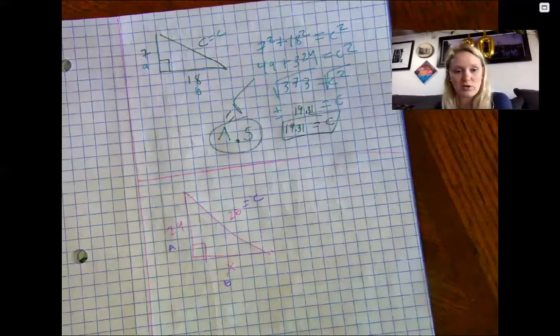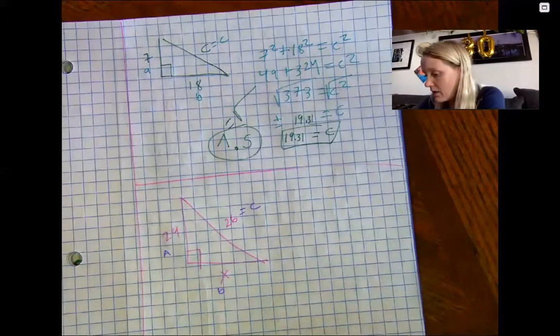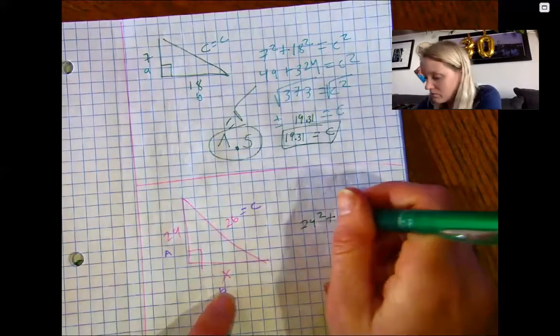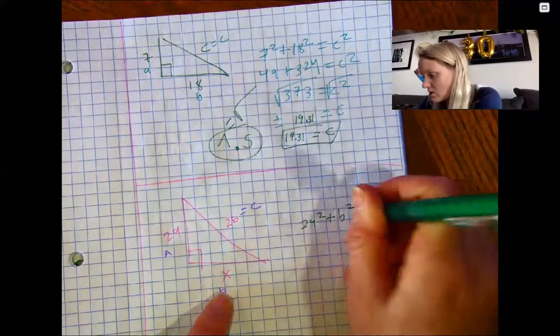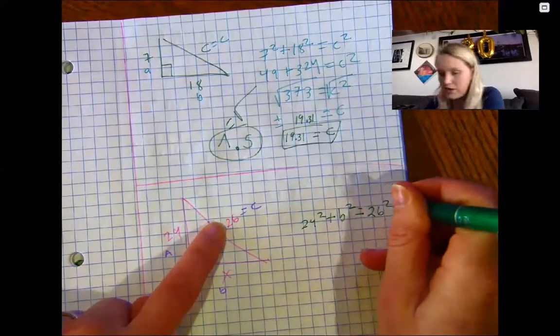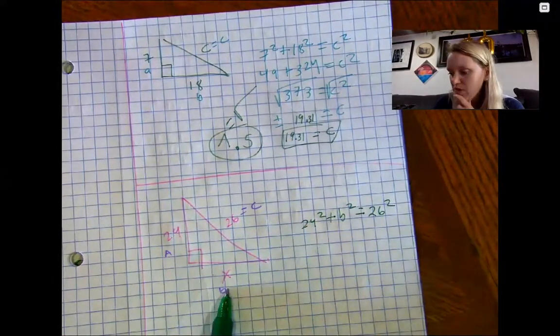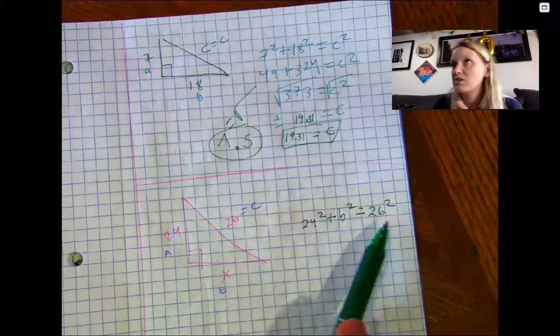So step 1 on our notes say to plug it in. So A, 24 squared plus B squared equals C squared, so 26 squared. I plugged in 24 for A, B for B squared, and 26 for C.